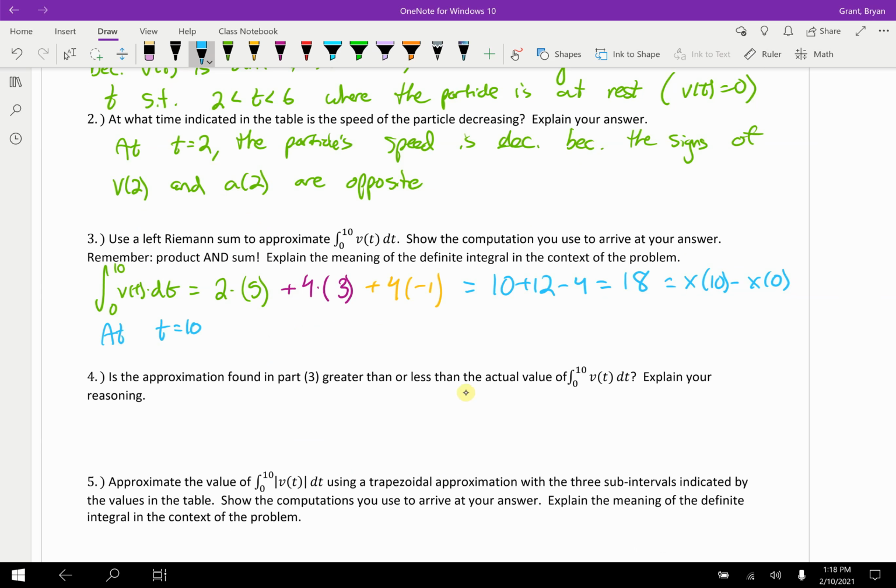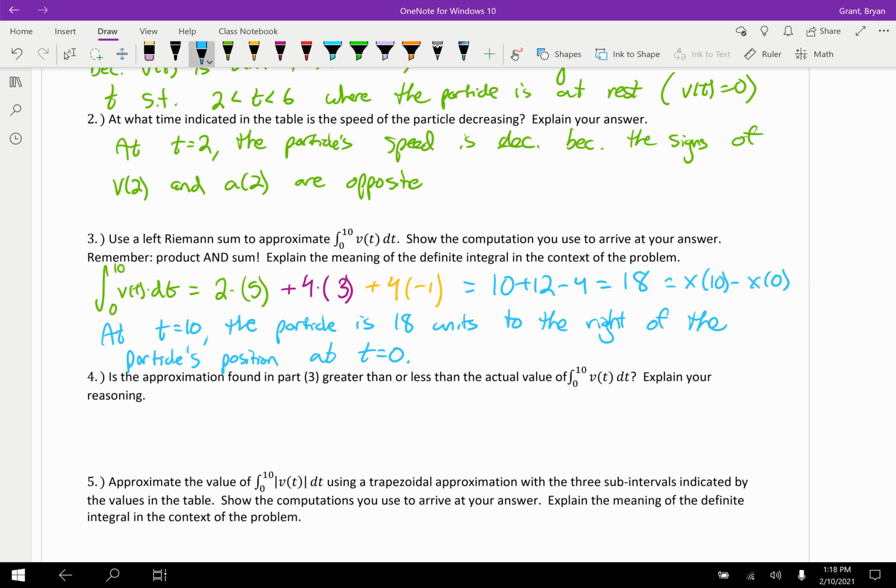At t equals 10, the particle is 18 units to the right of the, and notice I always try to avoid it, I erased that earlier, of the particle's position at t equals 0. So it doesn't tell us where it started, it doesn't tell us where the particle ended up, it just tells us that it is 18 units further to the right of where it started. You could also work the word displacement in there. The particle has been displaced by 18 units, that would be fine, but I find this sentence works out pretty well.